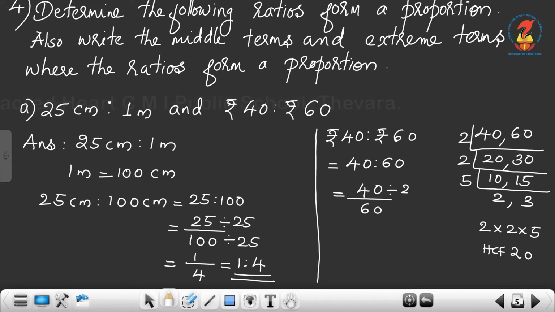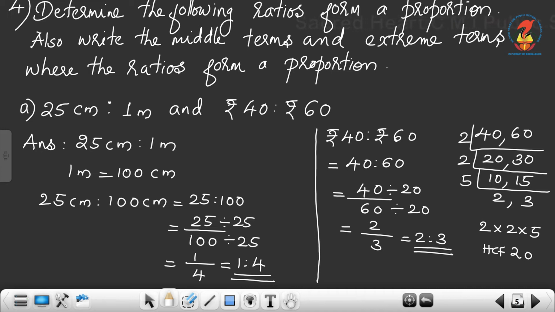So, we can divide both numerator and denominator by 20. Then 40 divided by 20 is 2, and 60 divided by 20 is 3. So, we can write it as 2:3. Now, look at the first one, where we got the answer 1:4. Then rupees 40 is to rupees 60, the answer is 2:3.